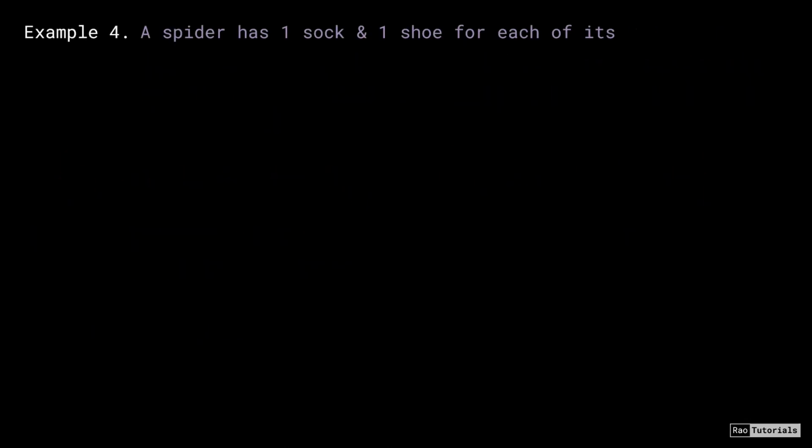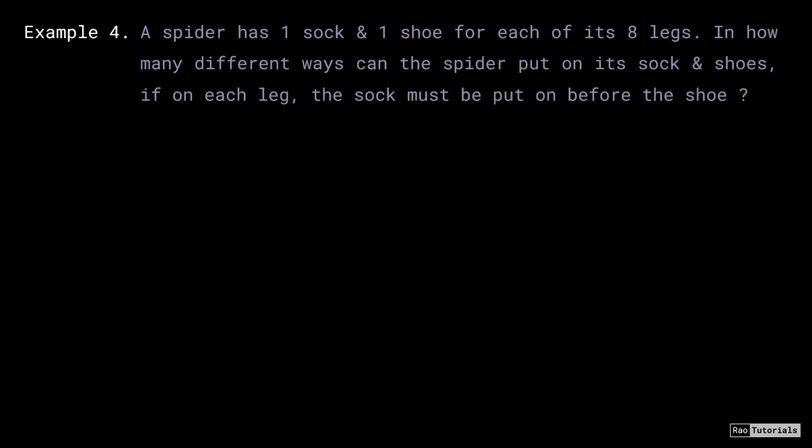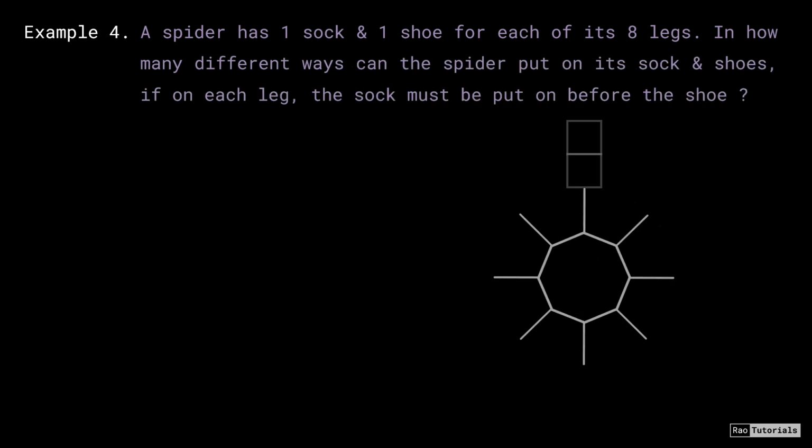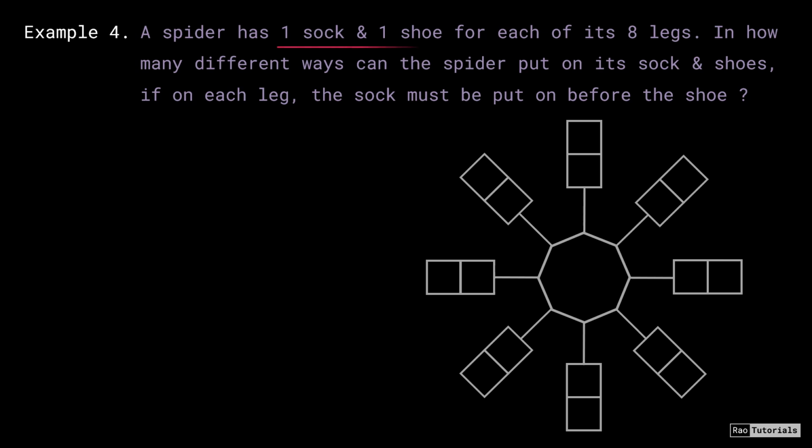The next question is also similar and is based on ordering. A spider has 8 legs and it has 1 sock and 1 shoe for each of its 8 legs, which means this leg has its own sock and shoe and they won't go with any other leg. Similarly, every other leg has its own pair.